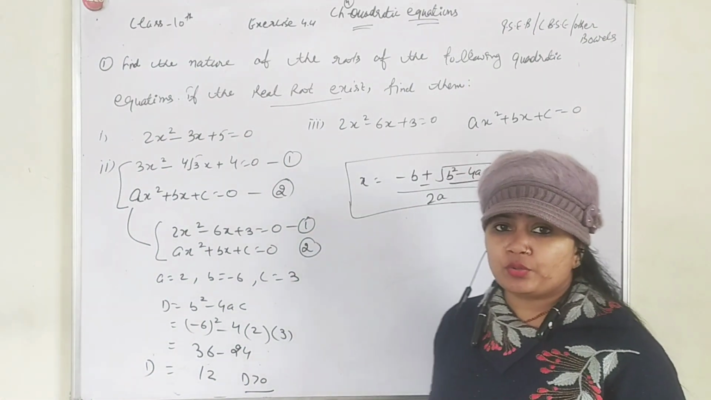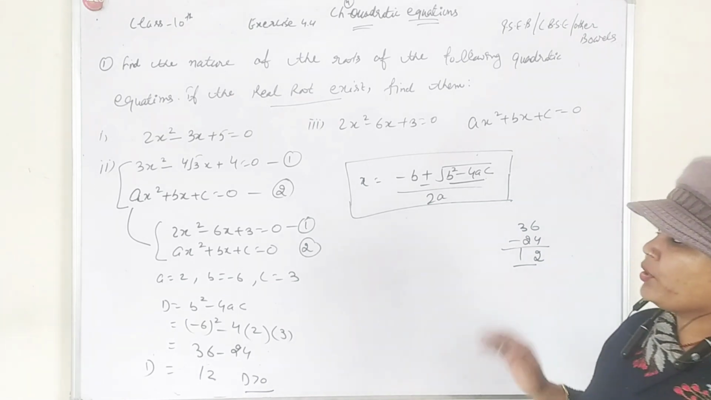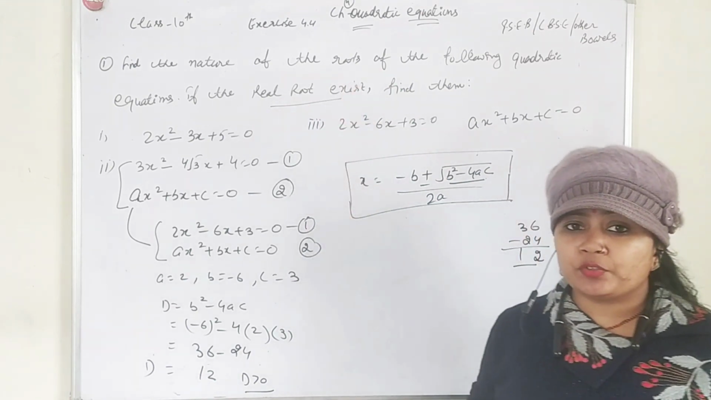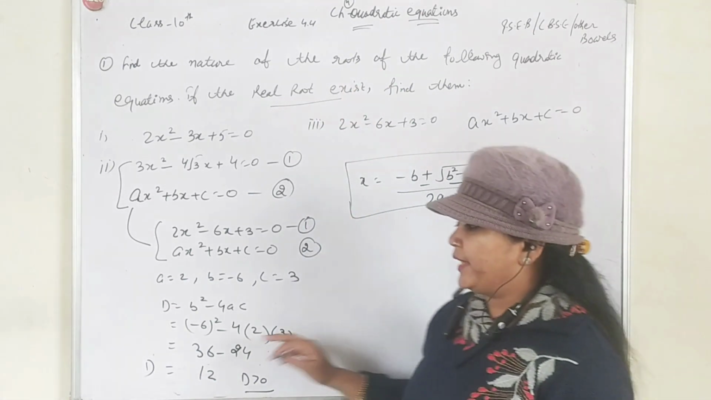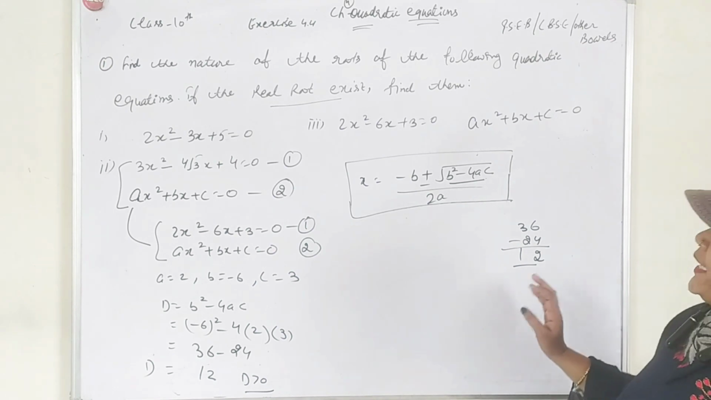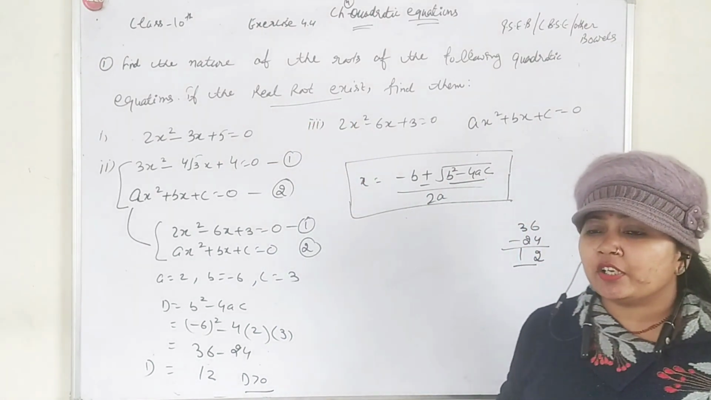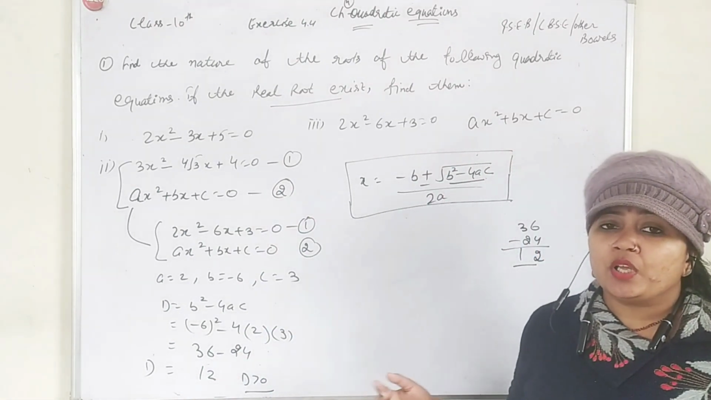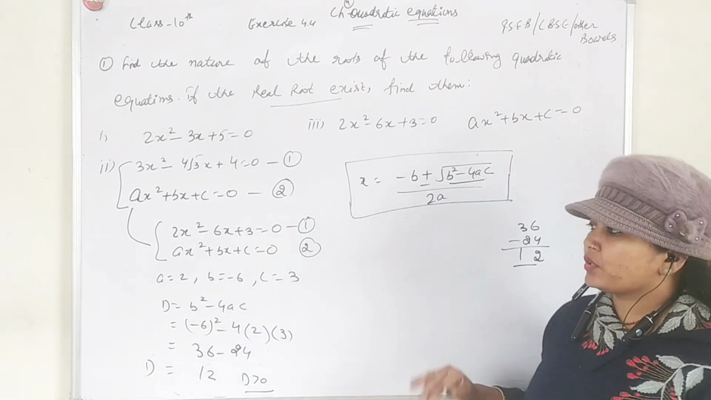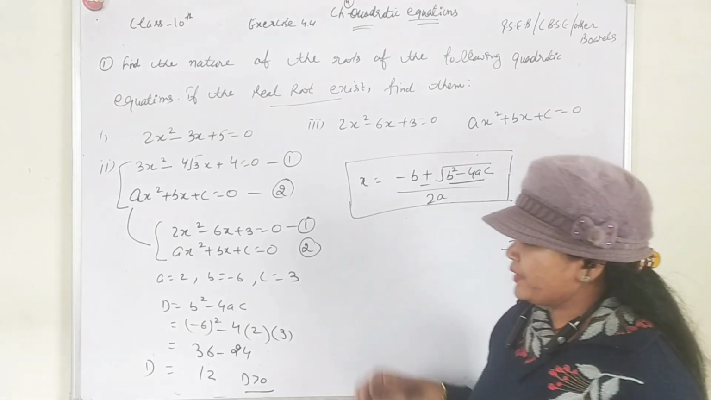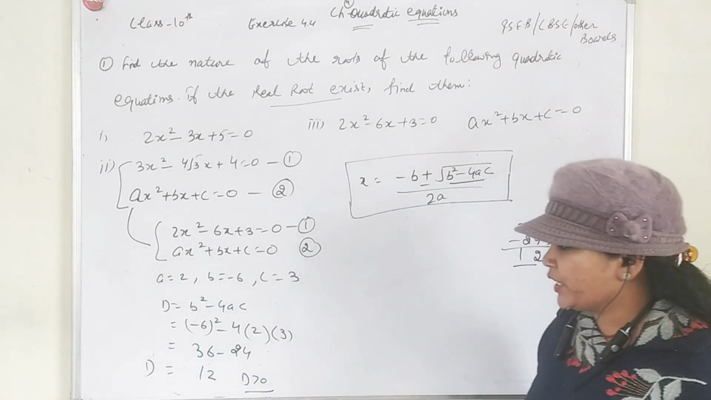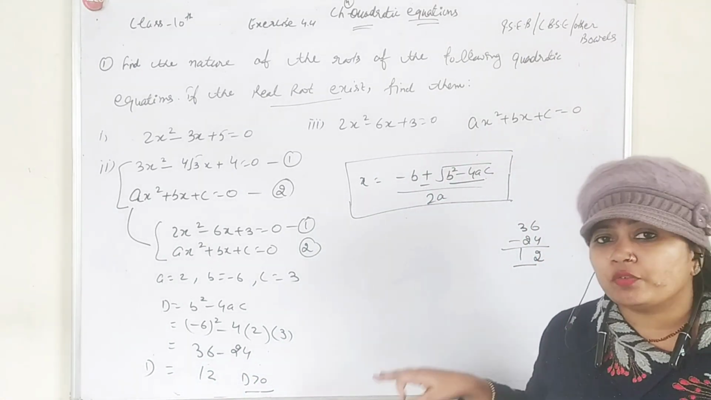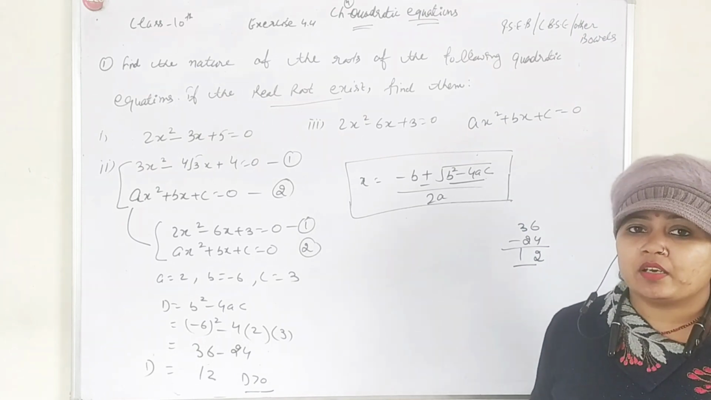We will further find the roots of this quadratic equation. According to the question, first we are asked to find the nature of the roots, which means we find the value of D. The next part of the question says that if real roots exist, that means if D is greater than 0 or D equals 0, then we further find the roots of this quadratic equation. When we solved D, we got D greater than 0, so we can find the value of x, which means the roots of this quadratic equation.